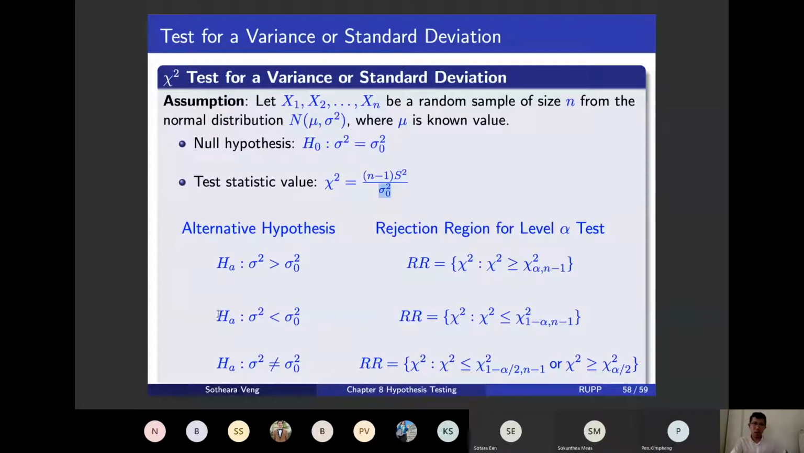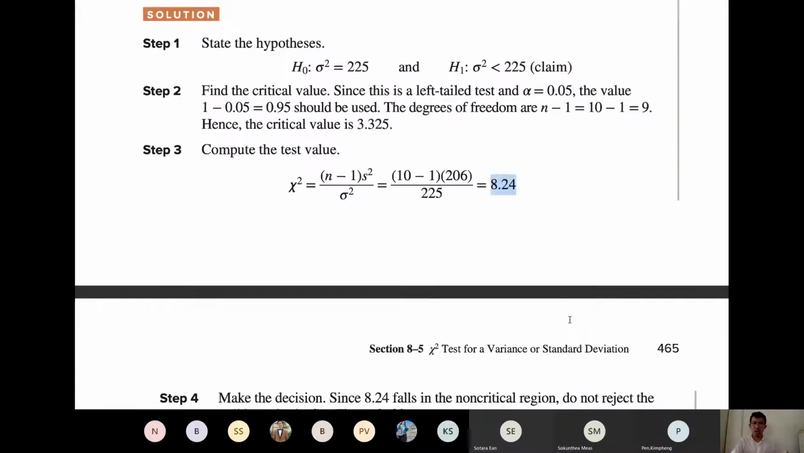For the left tail test, because our problem is a left tail test, the corresponding rejection region is this. You have to compute the test value. If it's less than this critical value, it means that you have to reject the null hypothesis. But if, in contrast, it's greater than this value, you do not reject.